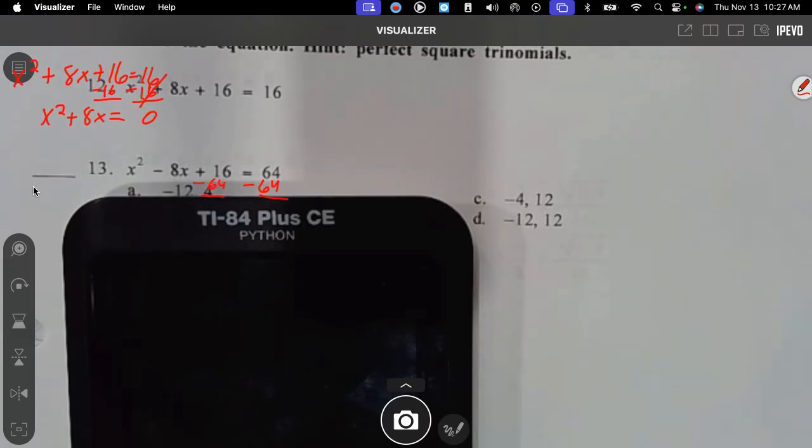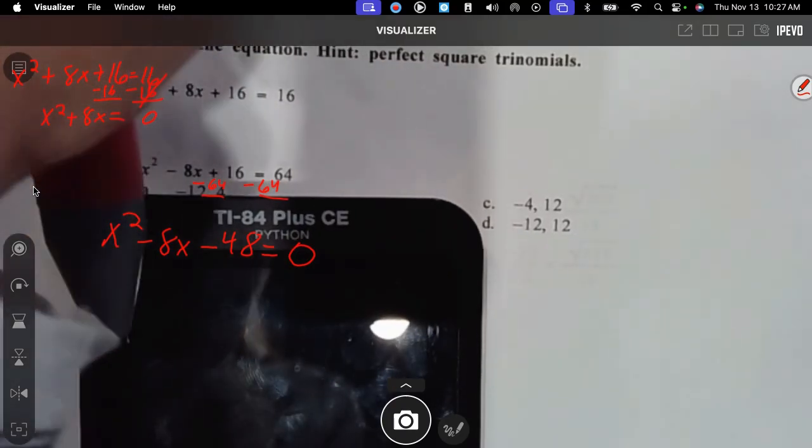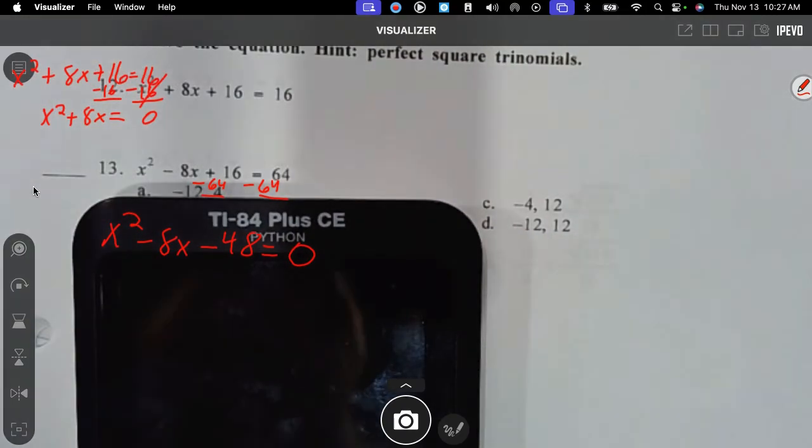If you subtract 64, we get x squared minus 8x. Can somebody tell me what that is? Negative 48. I think everybody got negative 48. So what are you typing in your calculator? You're going to type in all that, equals, and then find your zeros. Number 13, did y'all get C? That's a lot easier than doing all that. So that's another way to do it. But number 12, as long as it's equal to 0, you can graph it, y'all.